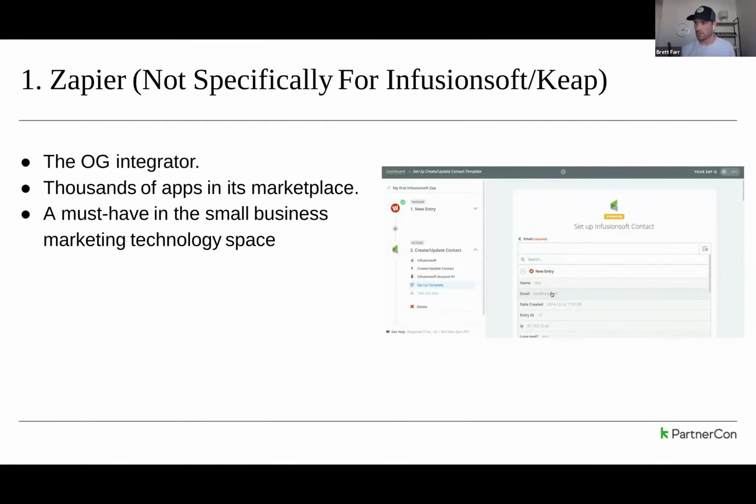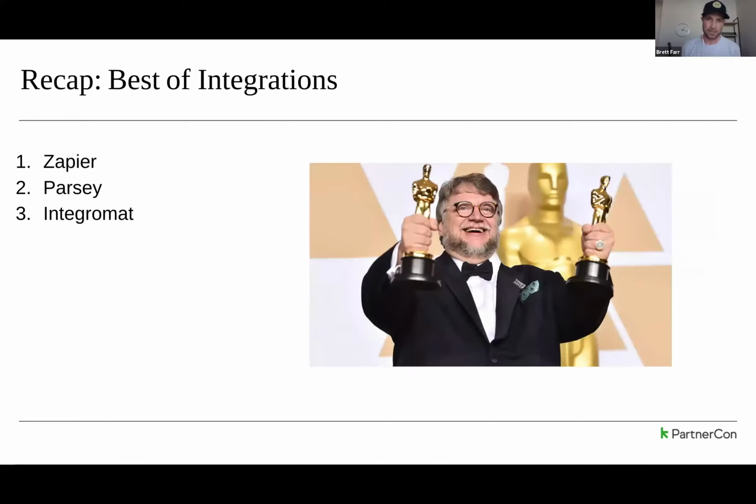So Rick says the new Keap free integration is pretty cool. I actually haven't used that just because I have a paid account, but I have heard that there is something out there with Zapier and Keap and that sort of thing. Like I said, I haven't used it, but it's worth checking out. And it sounds like it's free, which is awesome. So again, to recap here, the best of the integrations: number 3, Integromat; 2, Parsi; and number 1, Zapier.